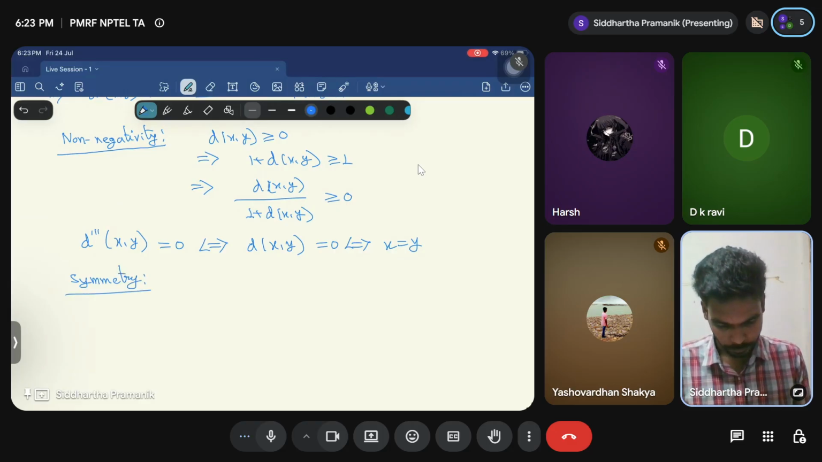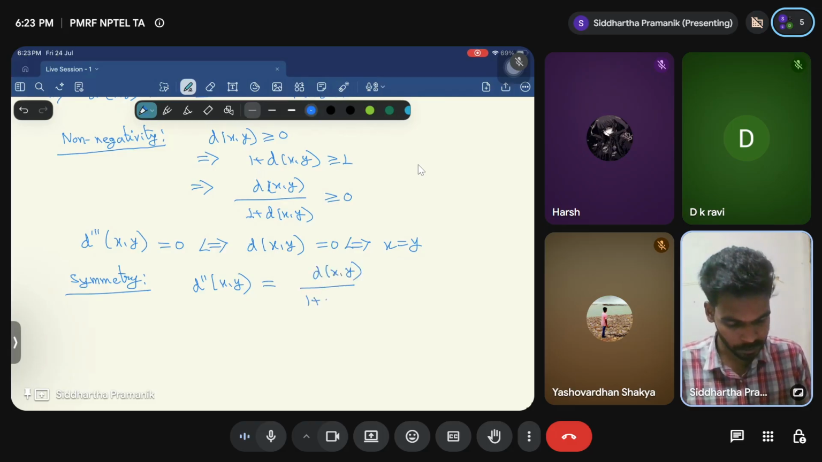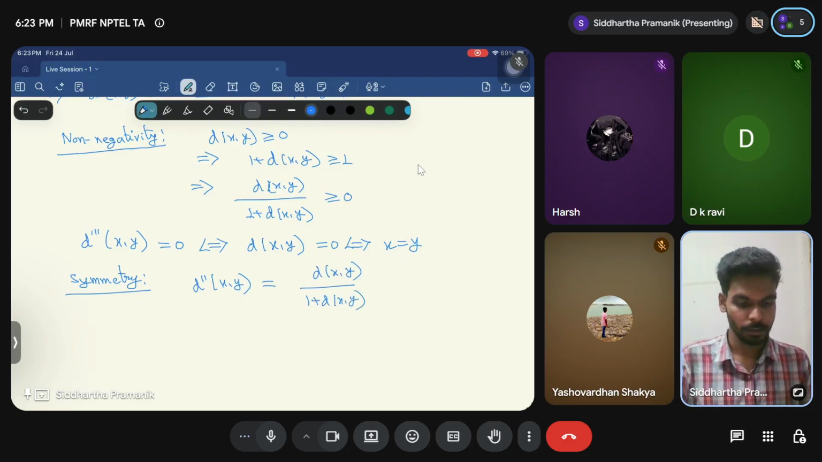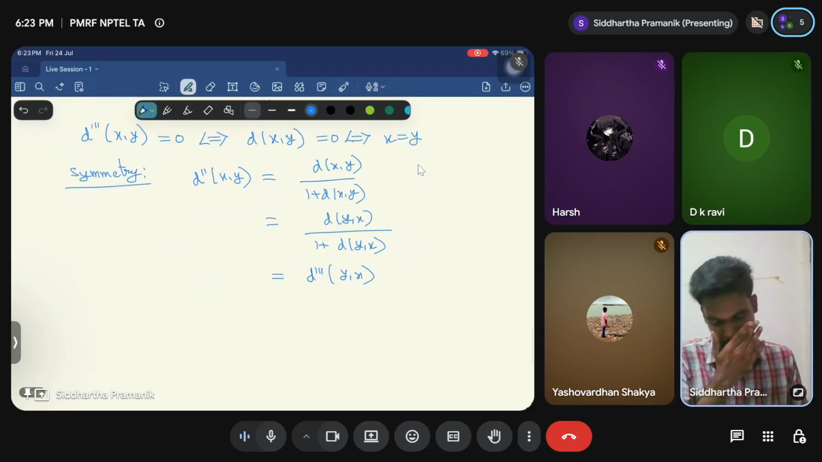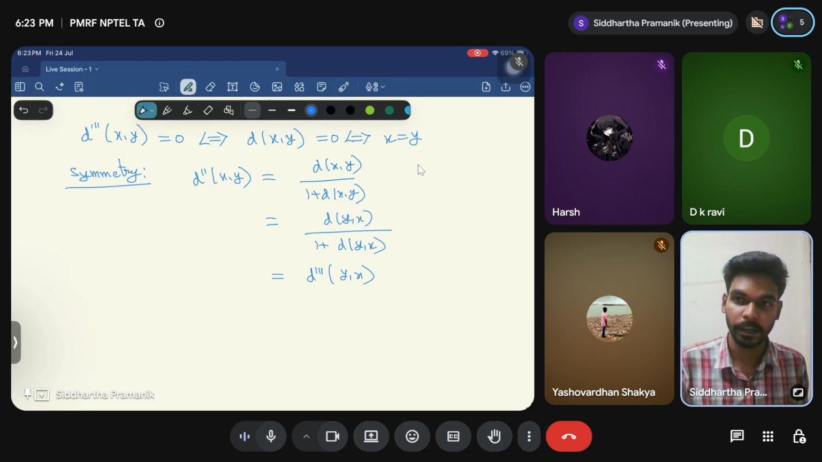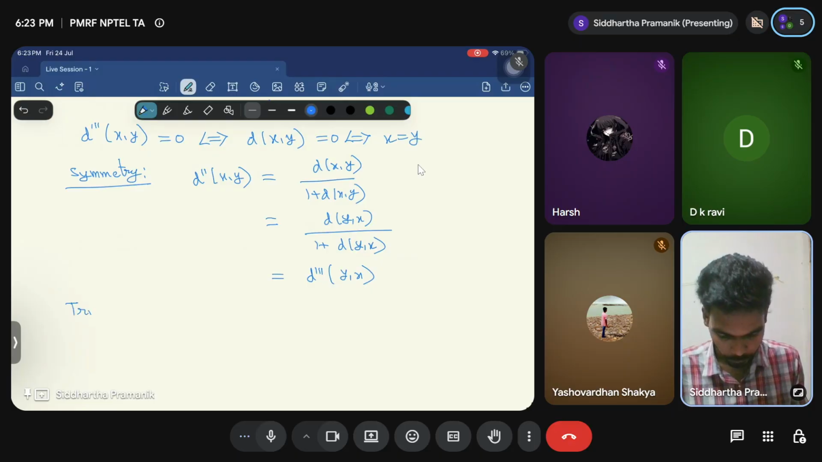So d triple prime of x, y is basically d of x, y by 1 plus d of x, y. Now use the symmetry of d. So this is d of y, x by 1 plus d of y, x. And by definition, this is d triple prime of y comma x. So this is also trivial, but the non-trivial part is the triangle inequality. So let's try to prove this.